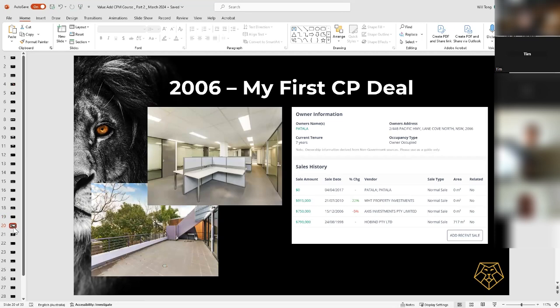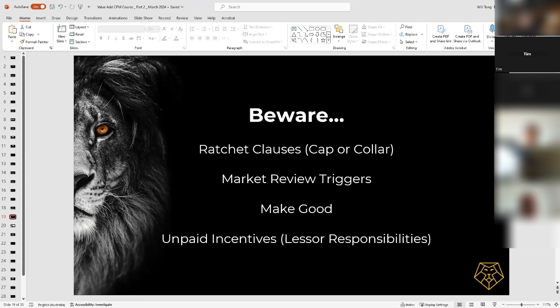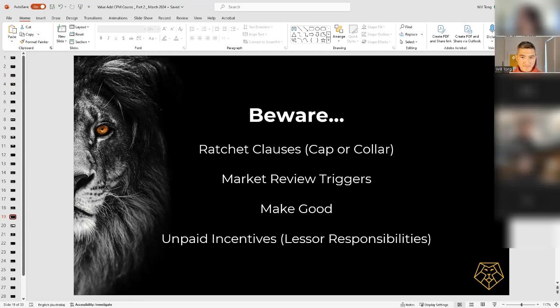Will, can I just ask a question regarding the ratchet and cap and collar, please? So are those clauses available on retail leases as well, or does it have to be in the commercial lease? Yeah, usually in commercial leases.